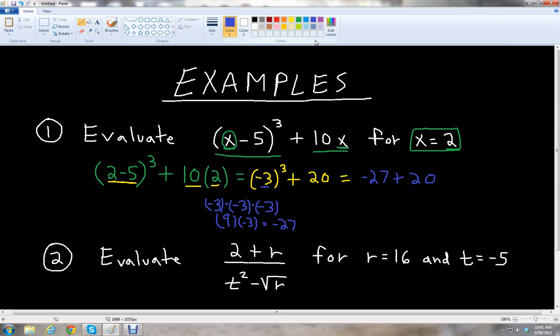And so we're almost done here. So what we're going to do is add these together, negative 27 plus 20. This is kind of like subtracting because the numbers are opposite signs. So it's like 27 minus 20 will give us 7. And then we take the sign of the bigger number. That's 27, so it's a negative. So that means our answer is going to be negative 7. So that is the value that we get when evaluating this algebraic expression for x equals 2. We get negative 7.